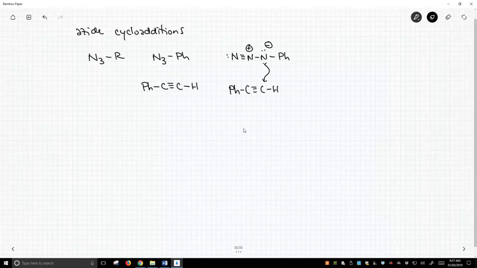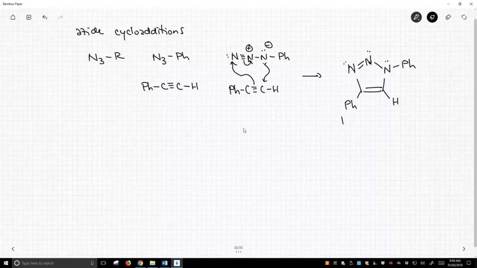So N minus attacks. We break one of the pi bonds in the alkyne. It attacks the terminal nitrogen and pushes one of those nitrogen pi bonds onto the N+. And so we're going to get a 5-membered ring if you trace the outcome of those mechanism arrows. We get this as the product. Lone pair, another lone pair, another lone pair, and a phenyl there. And we get this structure.